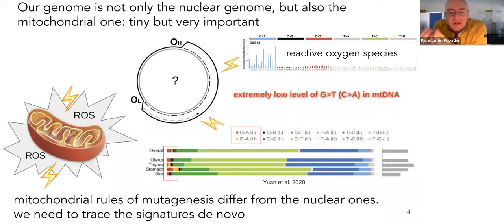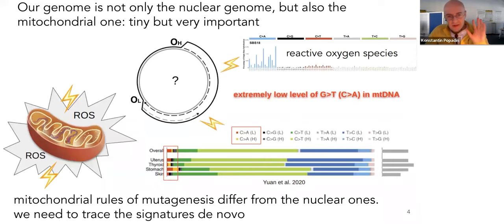So there are two hypotheses. Maybe in mitochondria, there is no problem with reactive oxygen species. Maybe mitochondria can deal with this burden of reactive oxygen species somehow. Or in mitochondria, because it's an unusual genome, like a prokaryotic genome after symbiogenesis, maybe the rules of mutations are different, and we need to trace the rules, trace mutation signatures de novo.